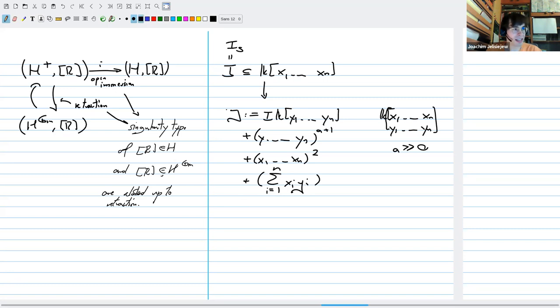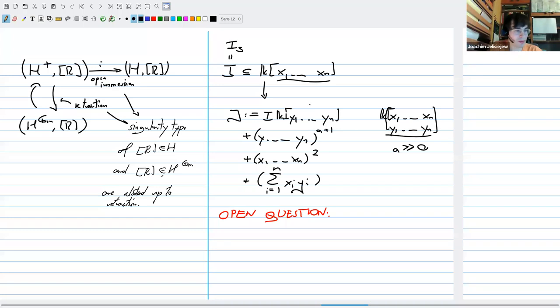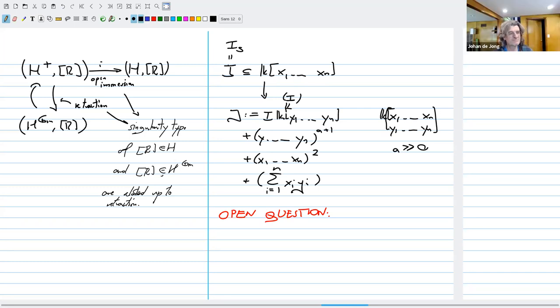And I claim that this J has essentially the same singularity type as I, and that it has all the good properties that we would like. In particular, appropriately interpreted, I is an open immersion here. And here goes the open question. Sorry. You write I times k[y1,...,yn]. Do you mean like, because I lives in x variables and I want to have something an ideal here. So well, I could write just the ideal generated by I. Okay.